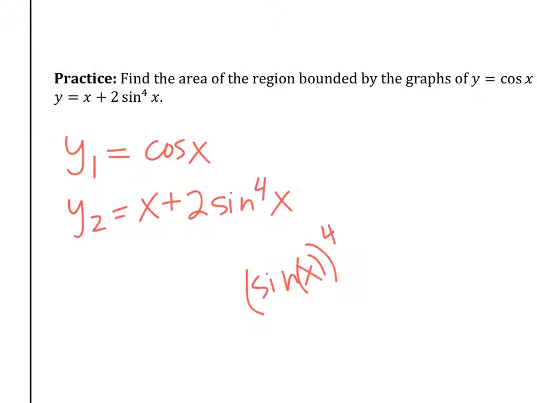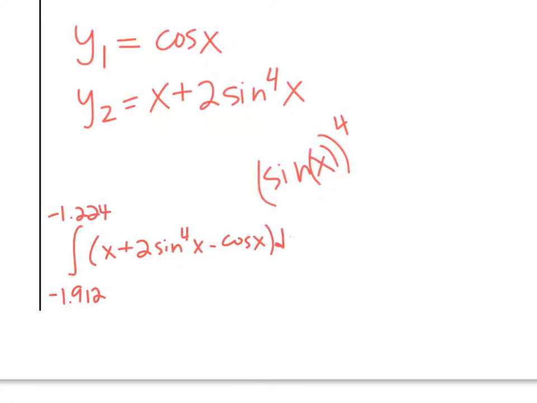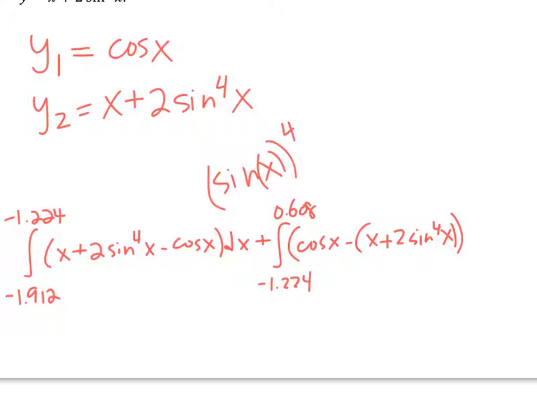Okay, I'm going to give you the integral part, so you can double check to see if your limits are correct. Negative 1.912, always 3 decimal digits. Negative 1.224 of x plus 2 sine to the fourth x minus cosine x dx plus integral from negative 1.224 to 0.608 of cosine x minus x plus 2 sine to the fourth x dx.